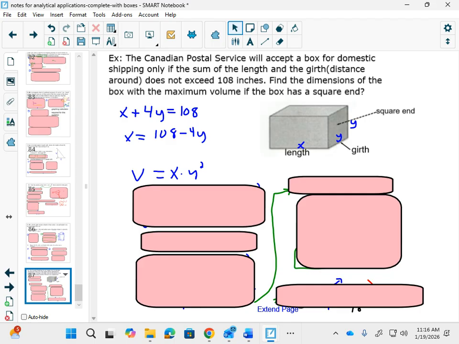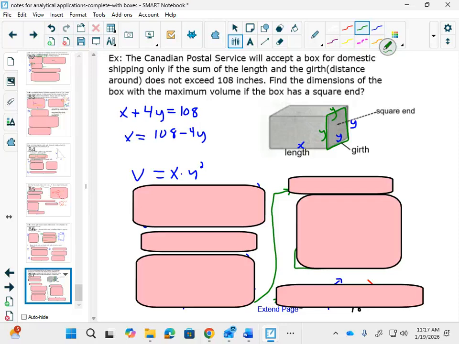Question? Where'd you get 4y? The box has a square end. So the girth is going to be this, the perimeter around the one side. And this is my length, which is x. Why is it 4y? Since this is a square, all four of these sides are going to be y. If I measure around, y plus y plus y plus y will be 4y. Good?